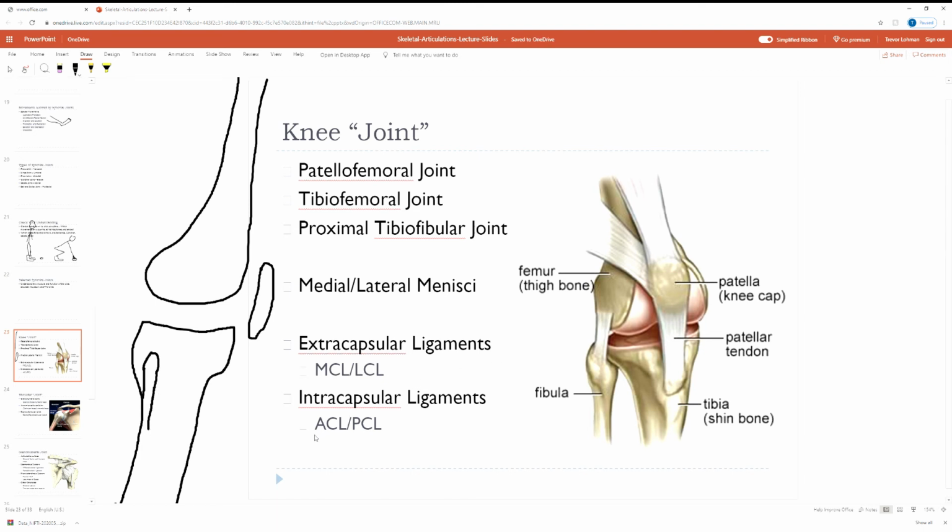So let's talk about the ACL and PCL. You've probably heard of these ligaments. They form a cross when viewed laterally or medially, when viewed from the side. So they have the name anterior cruciate and posterior cruciate ligament. They are named for their attachment on the tibia. So the ACL attaches anteriorly on the tibia and posteriorly on the femur. The PCL attaches posteriorly on the tibia and anteriorly on the femur.